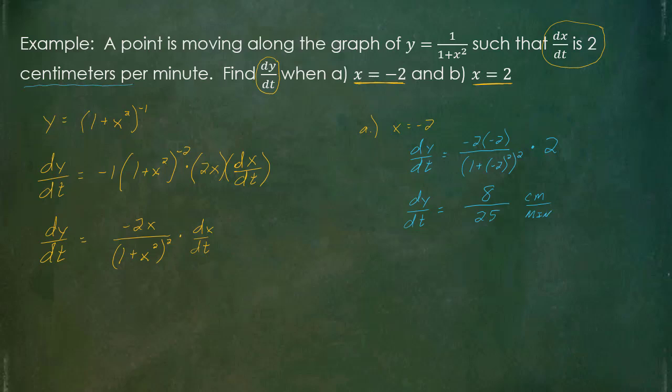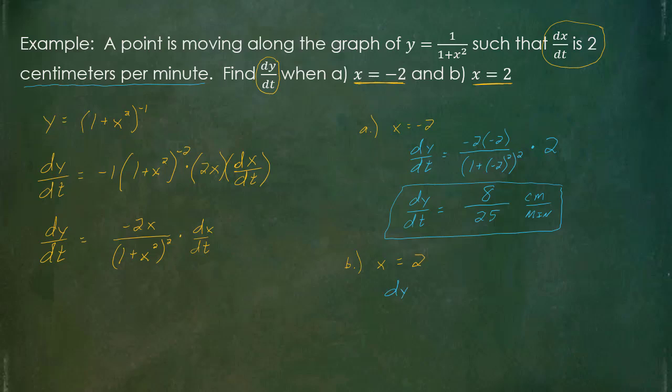Which again, that was just right here to let us know what the units were. So that would be my answer for when x is equal to -2. Now let's go ahead and try the next one, which is when x is equal to +2. We're not going to do a whole lot different, it's just a different number that we're plugging in.